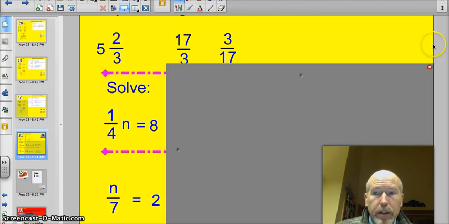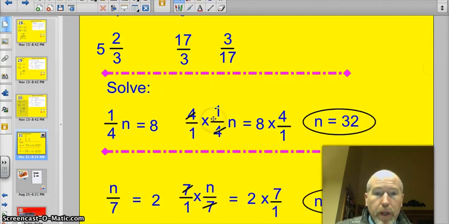All right, let's take a look. Clear the way. Well, multiply both sides by the opposite of 1/4, which is 4 over 1. That crosses off, and you just get plain old n. But you have to multiply this side by 4 over 1 too. 8 times 4 is 32. 32 over 1 is still 32, so we have 32 there. You can substitute that in. 32 divided by 4 does equal 8.